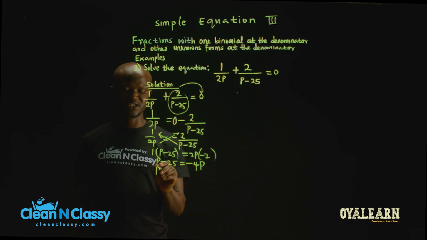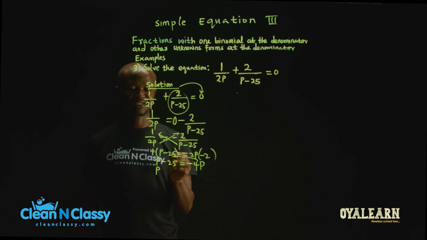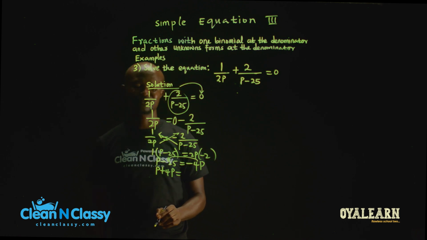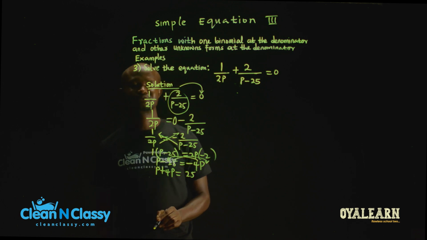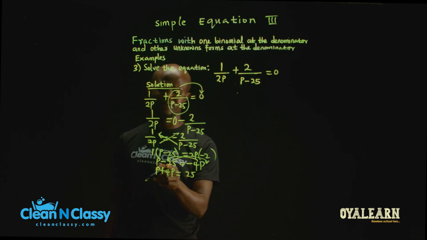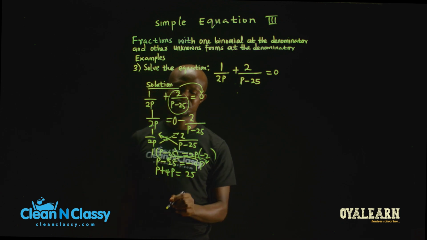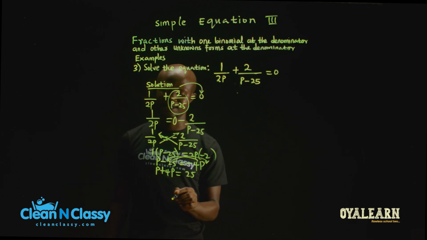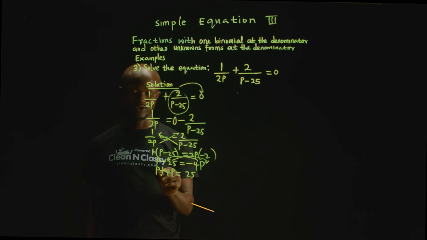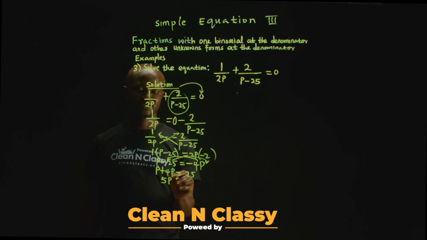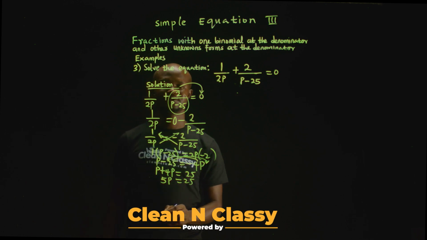So we now have p plus, by the time minus 4p moves to the left, we have plus 4p. And moving minus 25 to the right, what do we have? We have plus 25. To change to positive, because we are moving minus 25 to the right, we have positive. So p plus 4p. P is the same thing as 1p. So 1p plus 4p will give us 5p equals 25.